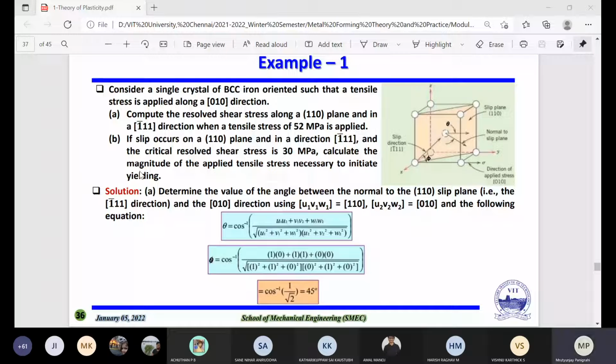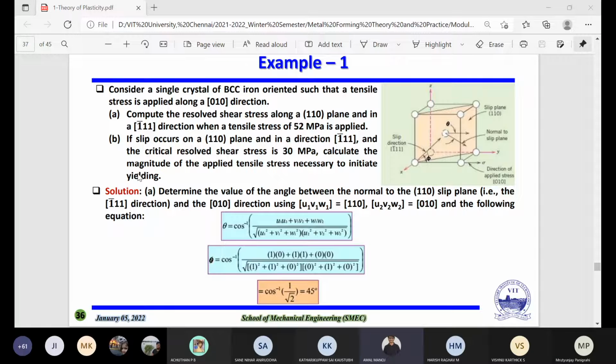In your schematic diagram, it is already given there. Sir, is phi 35.3 degrees? What is the slip plane and slip direction you have taken? So theta I got as 45. That is okay. But in case of theta, you have taken u1 v1 w1 equal to 110 and u2 v2 w2 equal to 010, right? Yes, sir. So what about in phi?